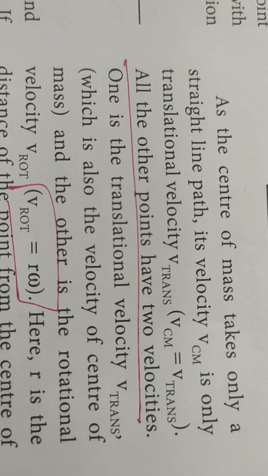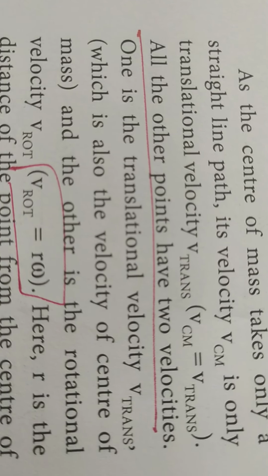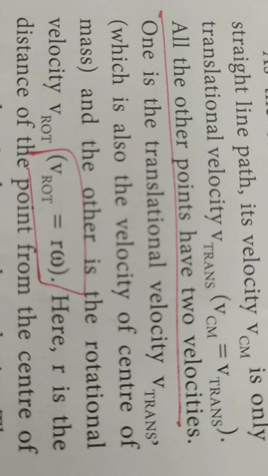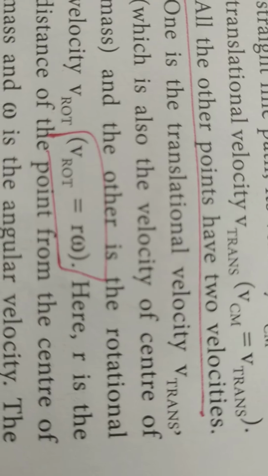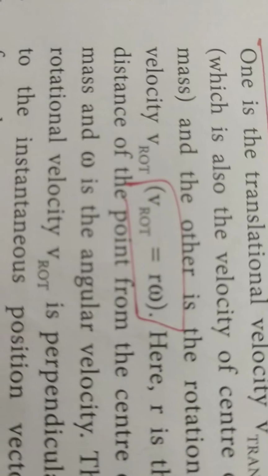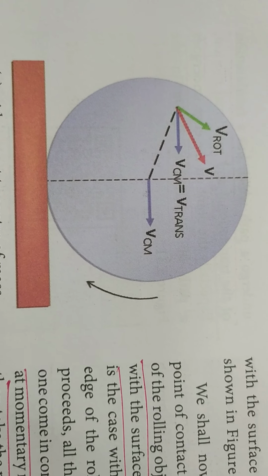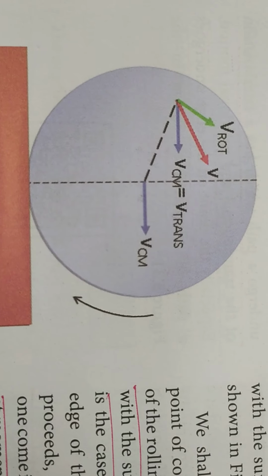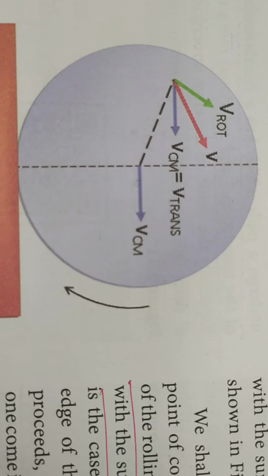Now when you see this, the center of mass has only one velocity, that is Vcm. Vcm means velocity of center of mass, which is equal to V trans, that means translational velocity. Whereas all the other points at the edge will have two velocities, one is V trans and the other is V rotation, and you know V rotation is equal to R omega. So here we take the center of mass, the velocity Vcm, and the rotational velocity V rotation, and V is the resultant velocity.